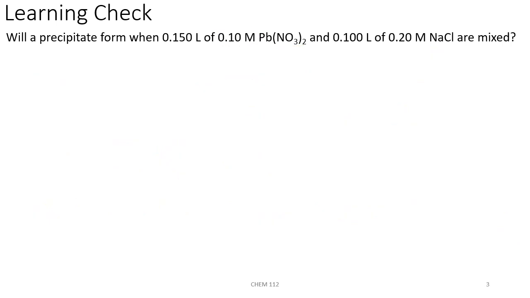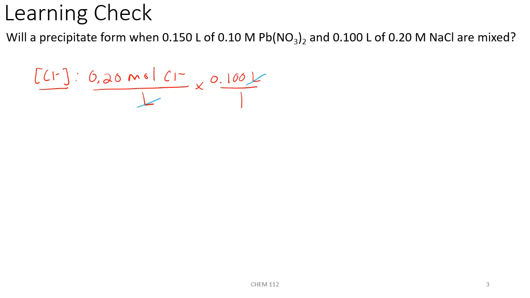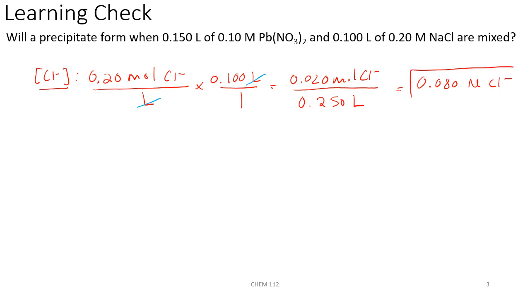Next, we want to calculate the concentration of our chloride ions in this new solution. To calculate the concentration of chloride ions, we're going to take the molarity of sodium chloride, which is where the chloride ions came from, which is 0.2 moles of chloride ions per liter, multiply by the volume of that solution to get the number of moles, 0.100 liters. Our liters will cancel, and that will give us 0.020 moles of chloride ions. To get the new molarity, we take the moles of chloride ions and we divide by the total volume in liters. So we will divide by 0.250 liters. This gives us a molarity of 0.080 molar for the chloride ions.